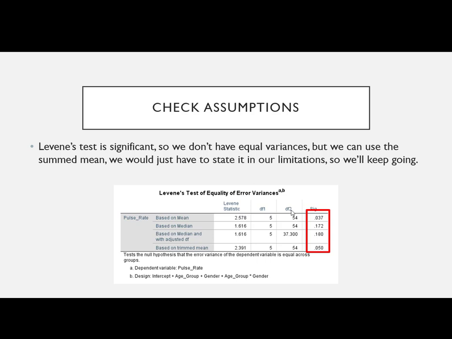So let's check our assumptions. We look at our Levene's test, and we can see based on the mean that we don't have equal variances. We are less than 0.05. But we could say in our write-up, based on the trimmed mean, or based on the median and the adjusted degrees of freedom. And it's just up to our reader to see if they accept that or not. But in light of this, especially for the homework, we just want to keep going. Even if you have unequal variances, state it and keep going.